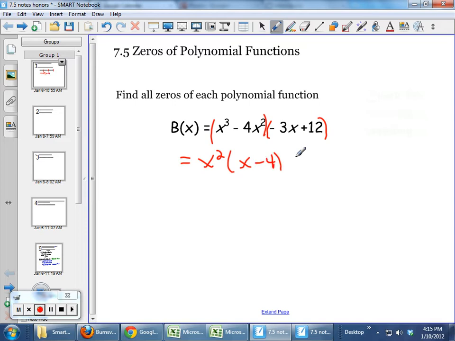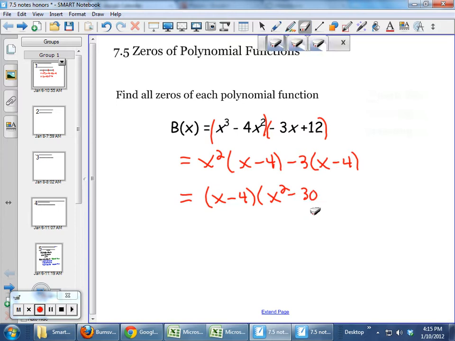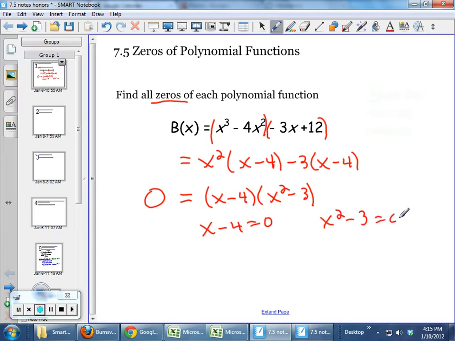Then I'll pull out a negative 3, and I get x minus 4 again. And so then if I factor out the x minus 4 out of both of these terms, I'm left with x squared minus 3. Oops, pardon me. 3, not 30. Okay, so it says find the zeros of each polynomial function. So when will this equal 0? Well, it'll equal 0 when this is 0, or it'll equal 0 when this is 0. So it's x minus 4 equals 0, or x squared minus 3 equals 0.